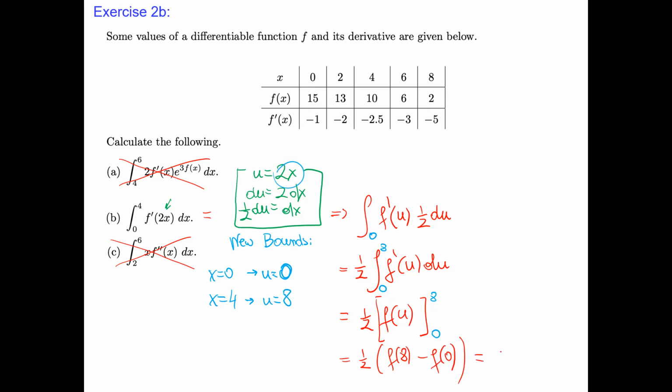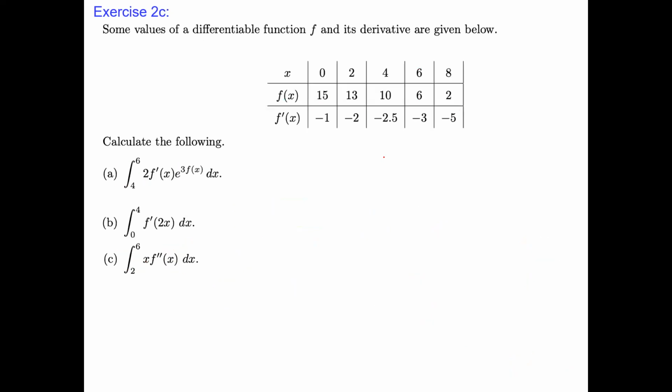Let's actually use the same line. F of 8 is 2. F of 0 is 15. Okay, the final answer is -13 over 2. This is the final answer. Negative 13 over 2. Okay, and let's do part C.